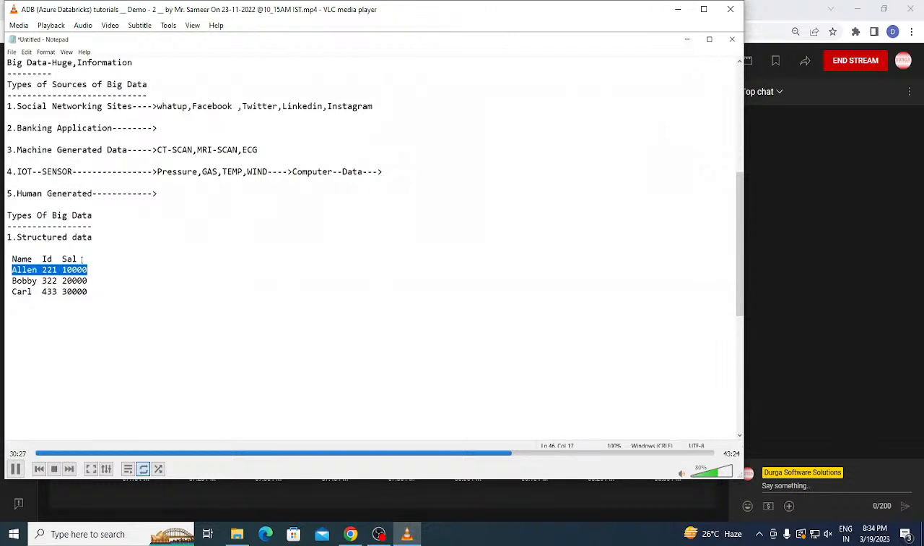These are the rows and these are the columns. This kind of data is proper data. Hence, it is called structured data. The data which is placed in the proper form of rows and columns is called structured data. Am I right, everyone?